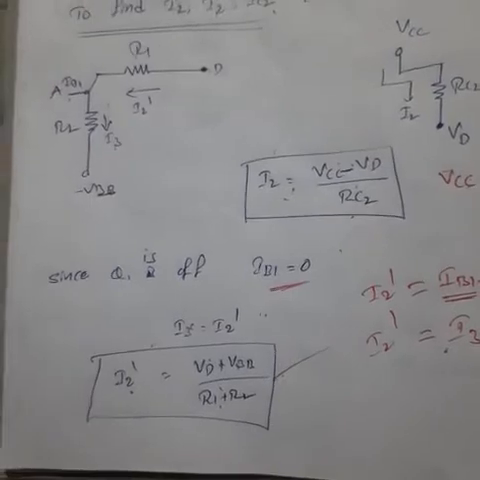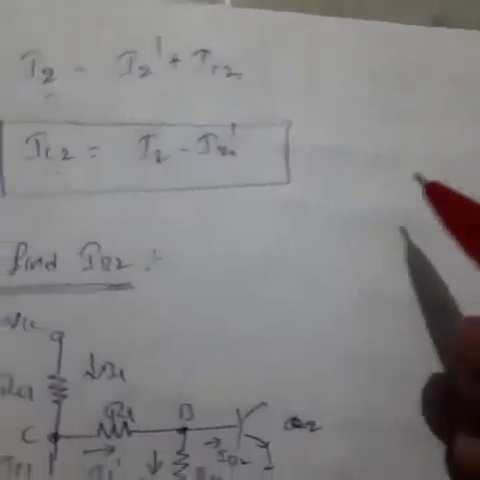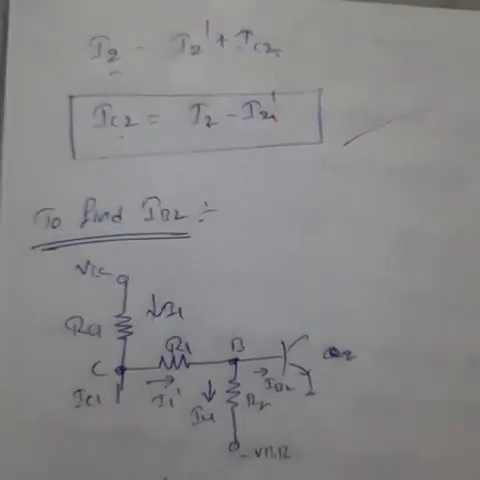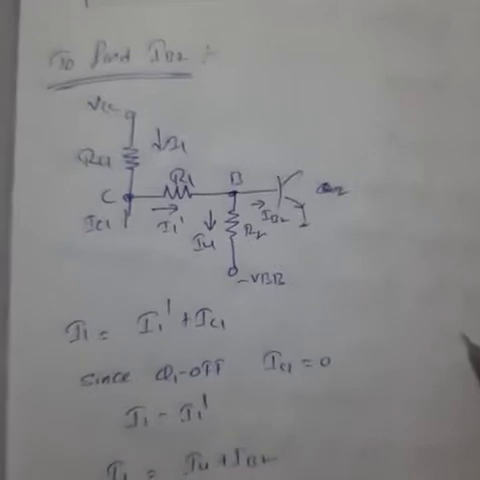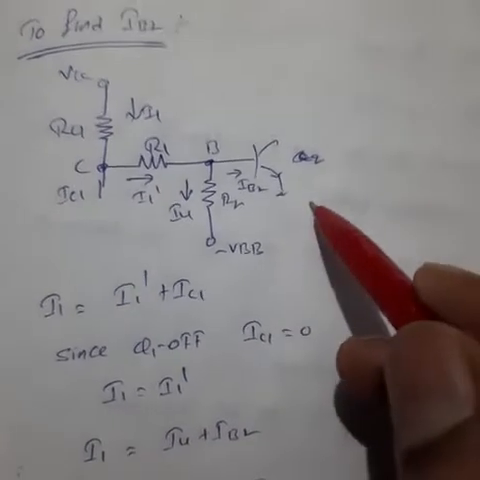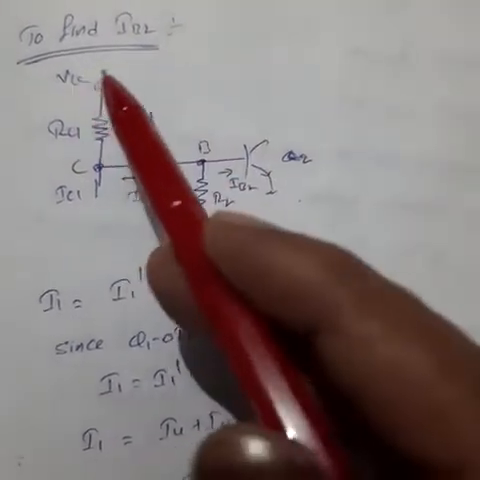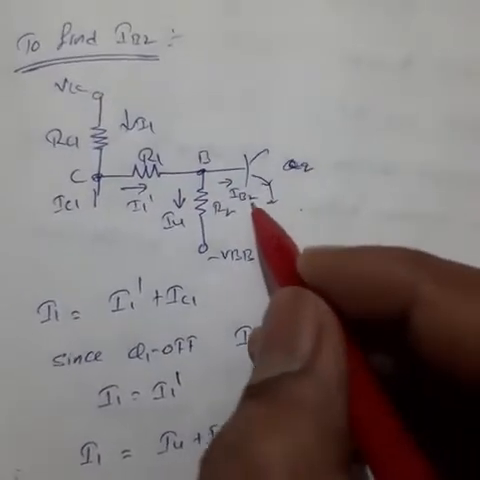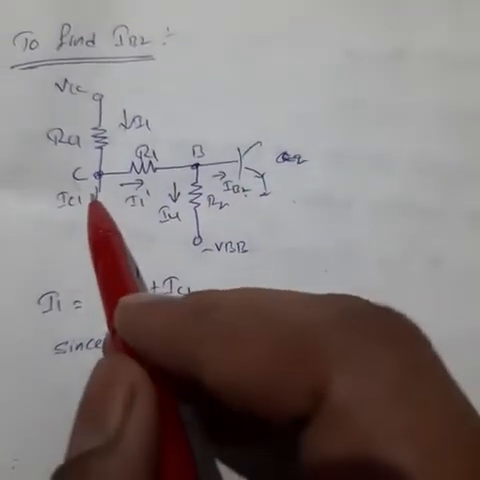After calculating I2 and I2 dash, we will get the IC2 value. Next, similarly, to find IB2, the base current of the transistor, let us draw the path where we get IB2 from transistor Q1.